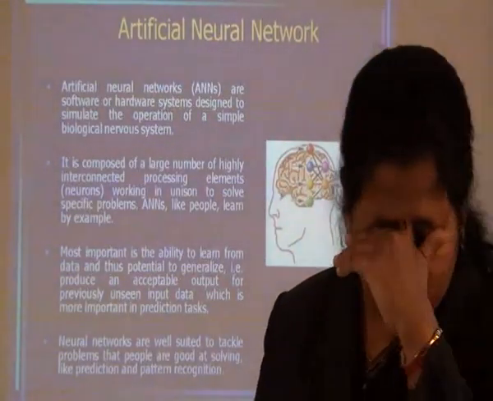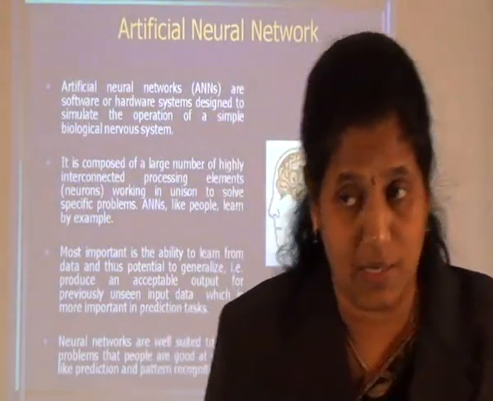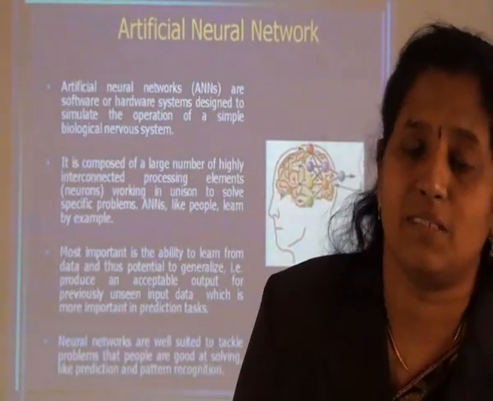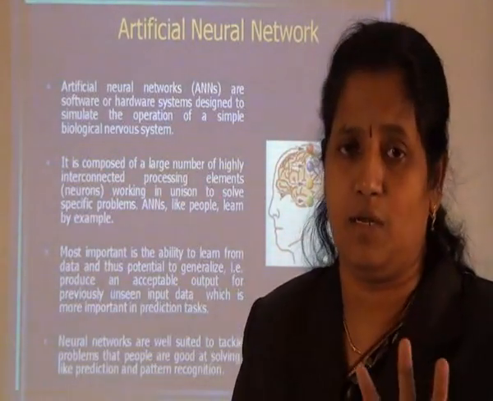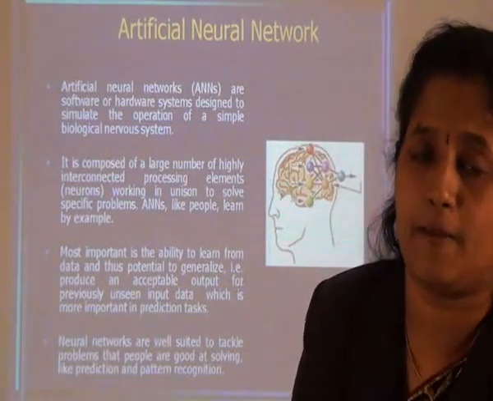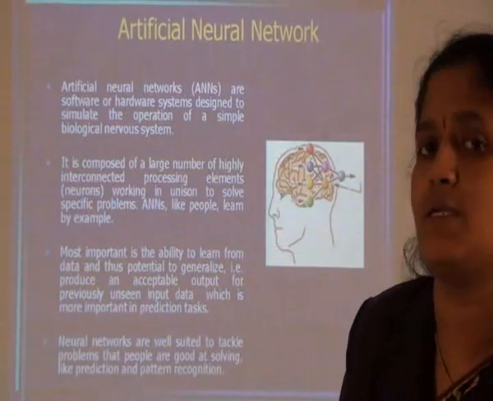So I will come to the point again. Neural network. What is an artificial neural network? It's, as I said before, for learning. It's a kind of machine learning. How does an artificial neural network work?